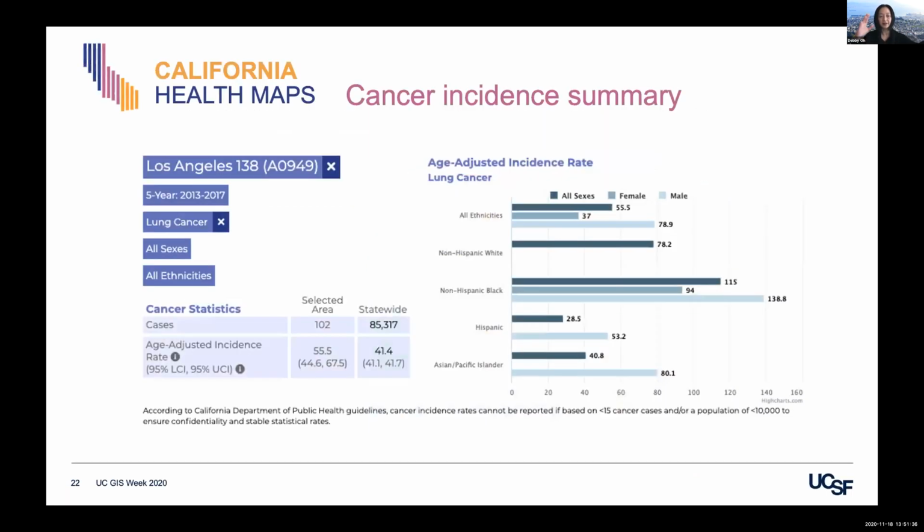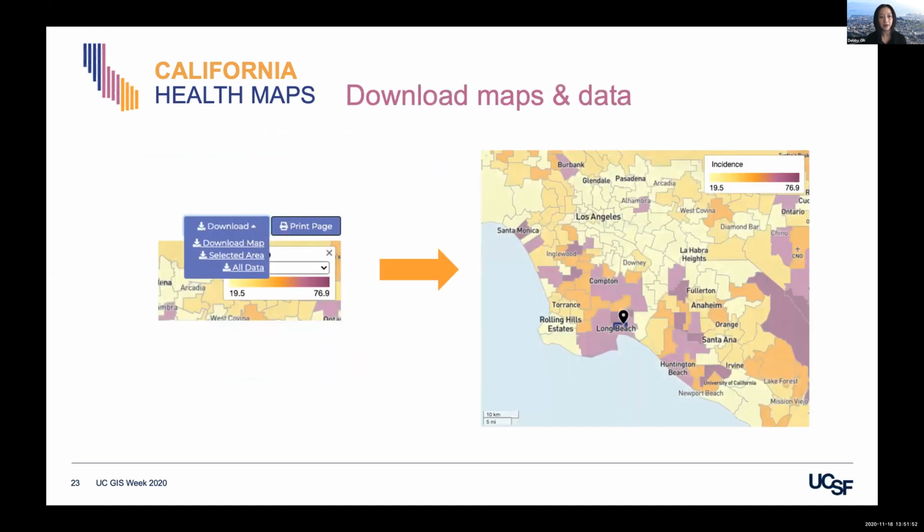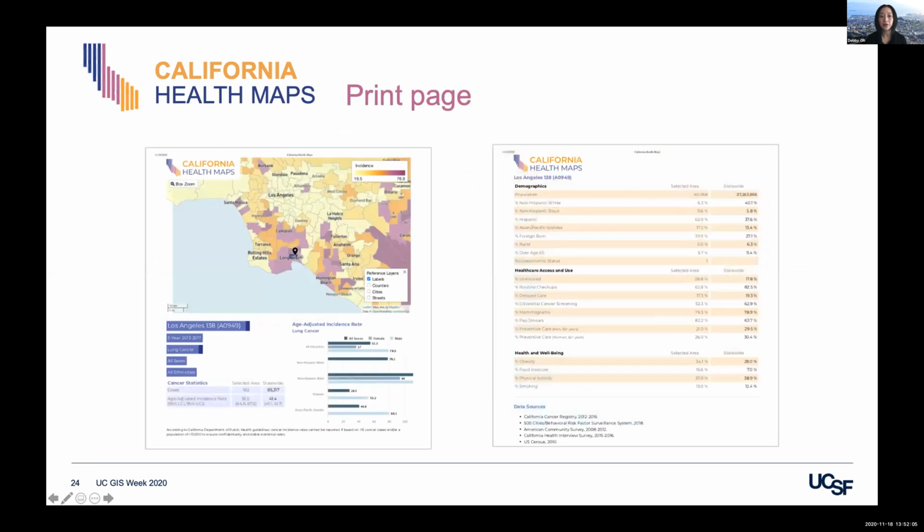And under the map, there's a little bit more detail. You can see that for that particular zone, it has a higher incidence rate of cancer compared to the state, 55 compared to 41. You can also download the data if you want. You can also download a map in case you want to put it into a grant or something. You can also print the page.